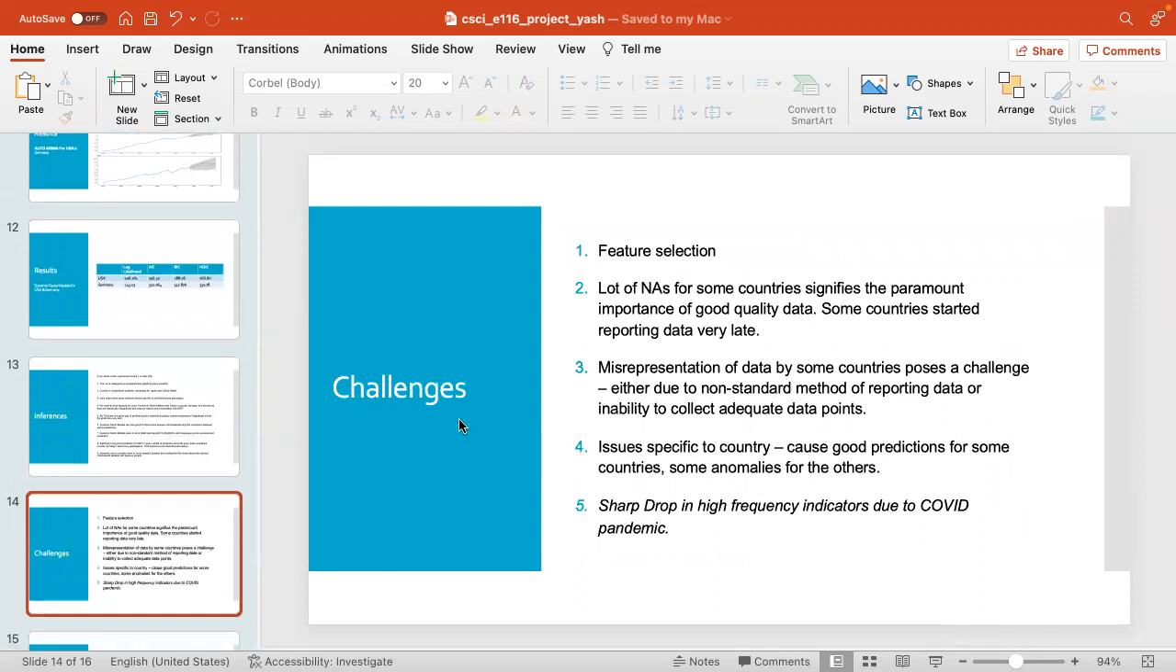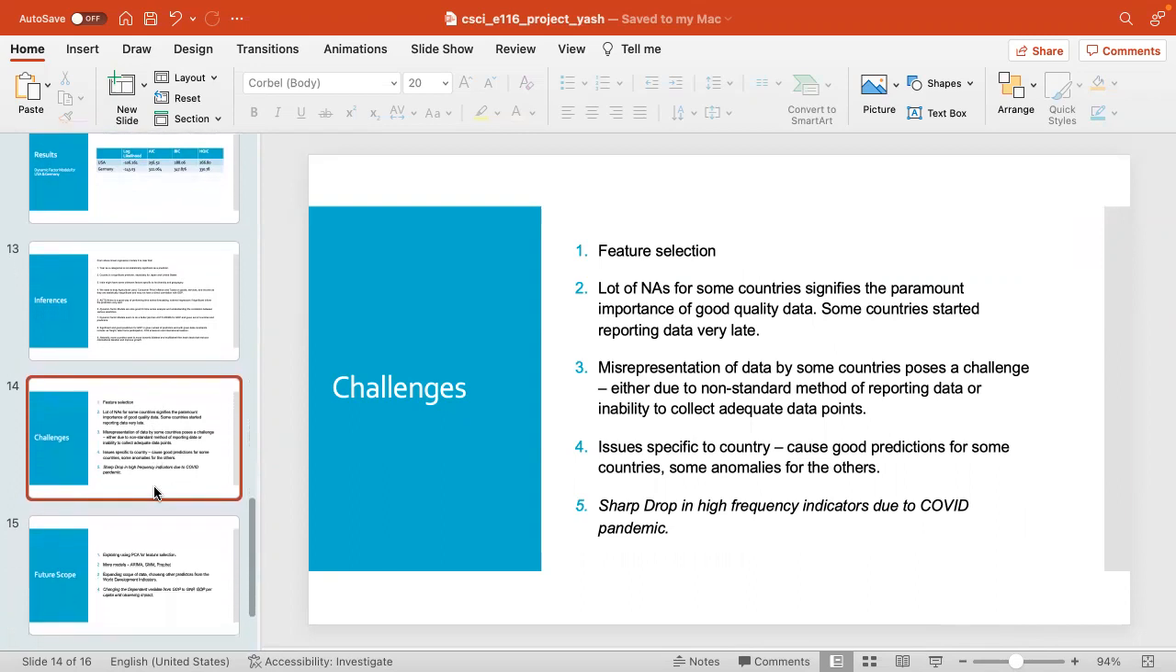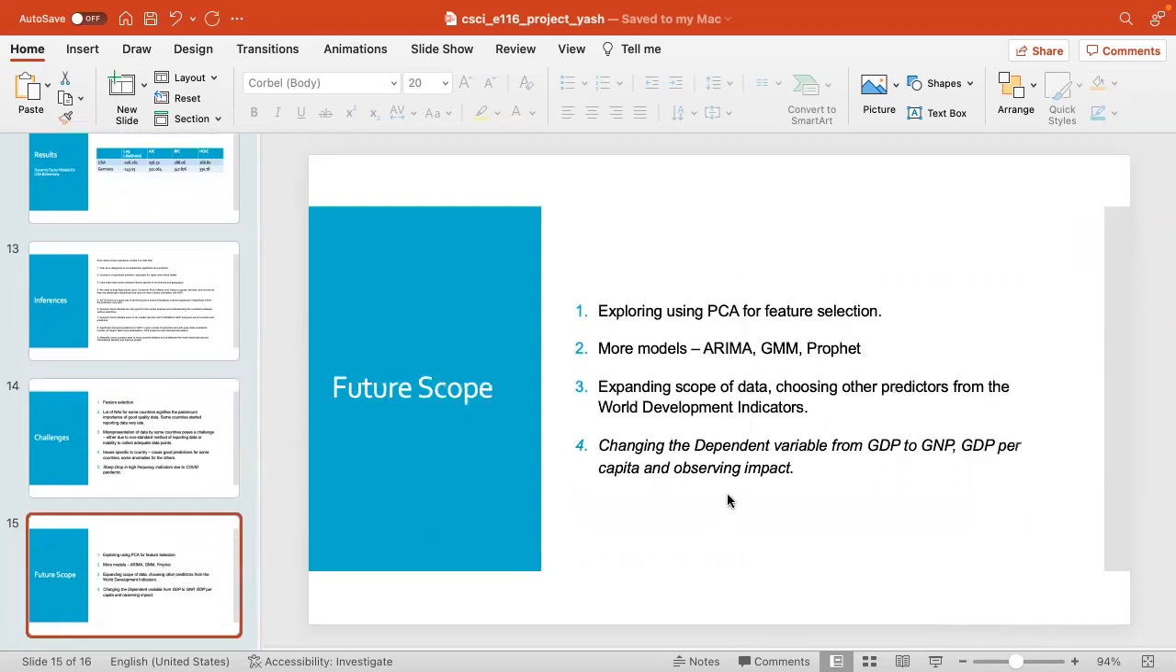Challenges: lack of data is a challenge. Misrepresentation of data by some countries is possible due to non-standard qualitative methods of gauging these data points. Issues specific to the country and the sharp drop in these high frequency indicators due to the COVID pandemic were some of the challenges faced. Finally, for future scope, more models, more ARIMA models, and GMM can be explored.